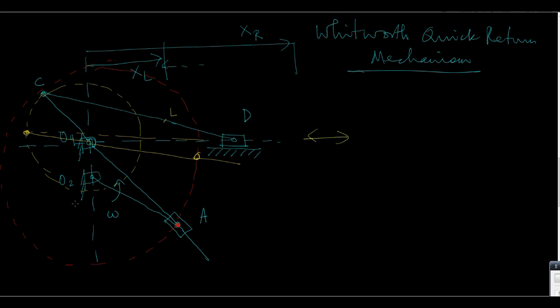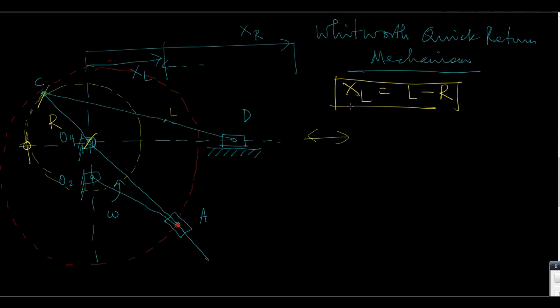In this way, this point C will eventually reach this position here. That is the furthest to the left it can go. Corresponding to that, if this radius is R, this radius is R, and that is L, then you see XL is equal to L minus R. That is determined. When that happens, this slider has to be here.